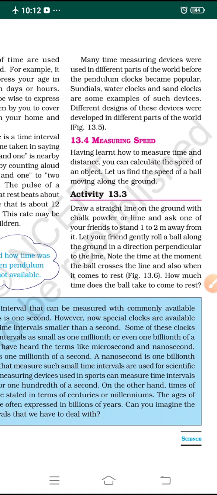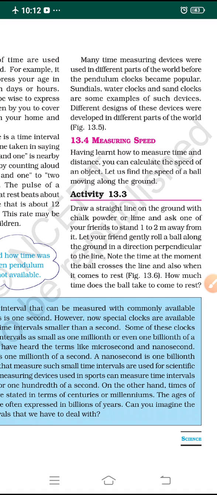Even water clocks and sand clocks are some famous examples of such devices which were used in different parts of the world before the pendulum clock was invented: the sundial, water clock, and sand clock. Different designs of such devices were developed and used in different parts of the world.